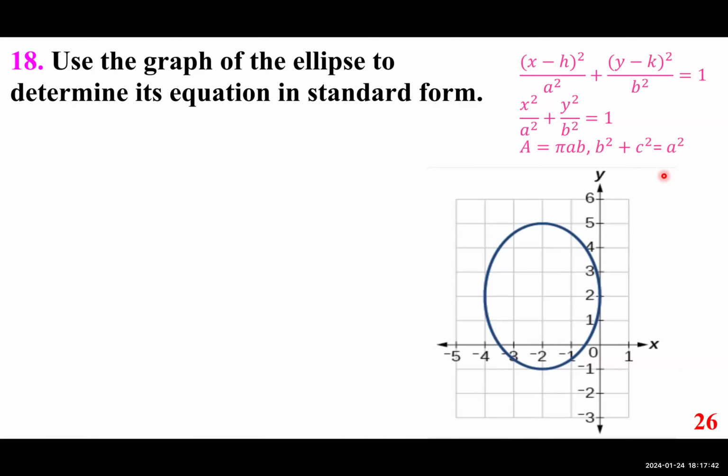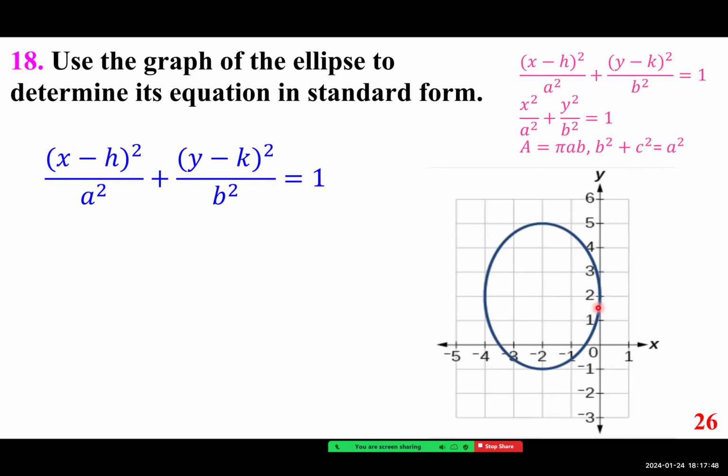We are going to use this one because the center is not located at 0, 0. And what we are going to do is locate the center, negative 2, comma 2. We need the vertices. So this one is located at negative 2, 5. This one is located at negative 2, negative 1.